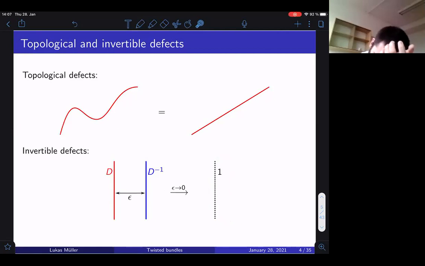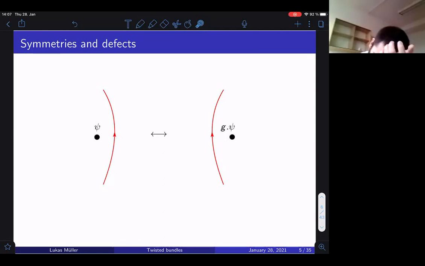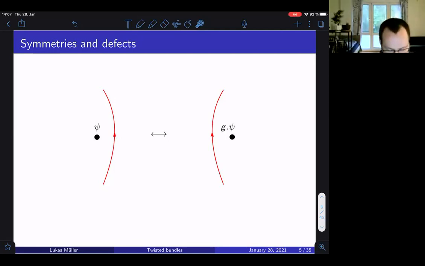Okay. So how are these things related to symmetries? If I have a symmetry in my field theory, I can construct an invertible defect which acts on a field insertion which passes through it by applying the symmetry. So the left and the right of the defect differ by the symmetry. You might think that this doesn't do anything, but actually since these defects are local in space, this is similar to gauging the symmetry, as we will see in a bit.